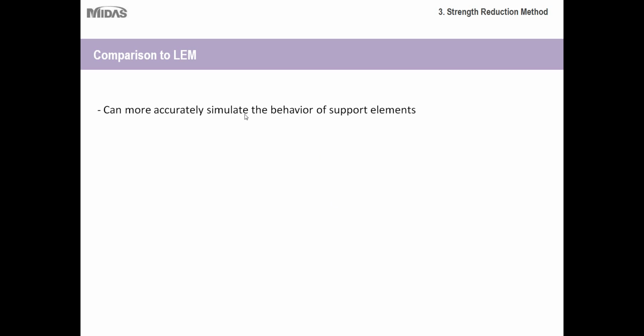Okay, so let's talk about how it compares directly to the limit equilibrium method. First and foremost, it can more accurately simulate the behavior of support elements. So for example, if you have a slope with some tiebacks, or you have a slope modeled along a retaining wall, and you want to calculate the behavior of the support elements, so you want to get the actual strains or shears or moments of those elements, then you can simulate that very accurately with the finite element method.